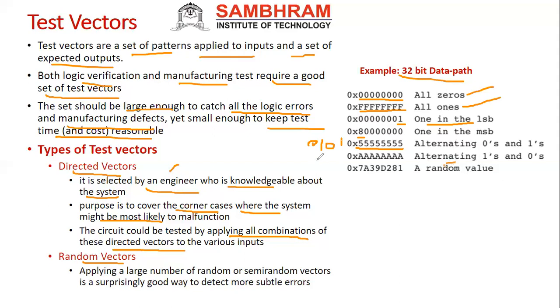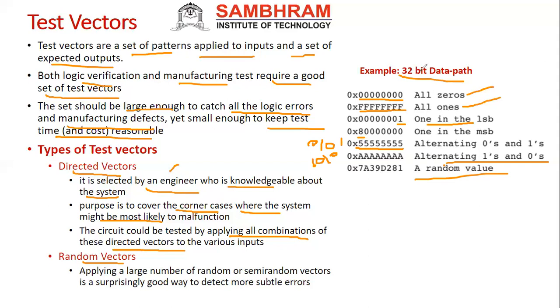Next, alternating ones and zeros, so here it will be like 1, 0, 1, 0, 1, 0. So here you see 0, 1, 0, 1 in hexadecimal becomes 5, and the other is like A. Now finally, a random value. So these are the different directed vectors we are applying as input into the system, which we have to check.